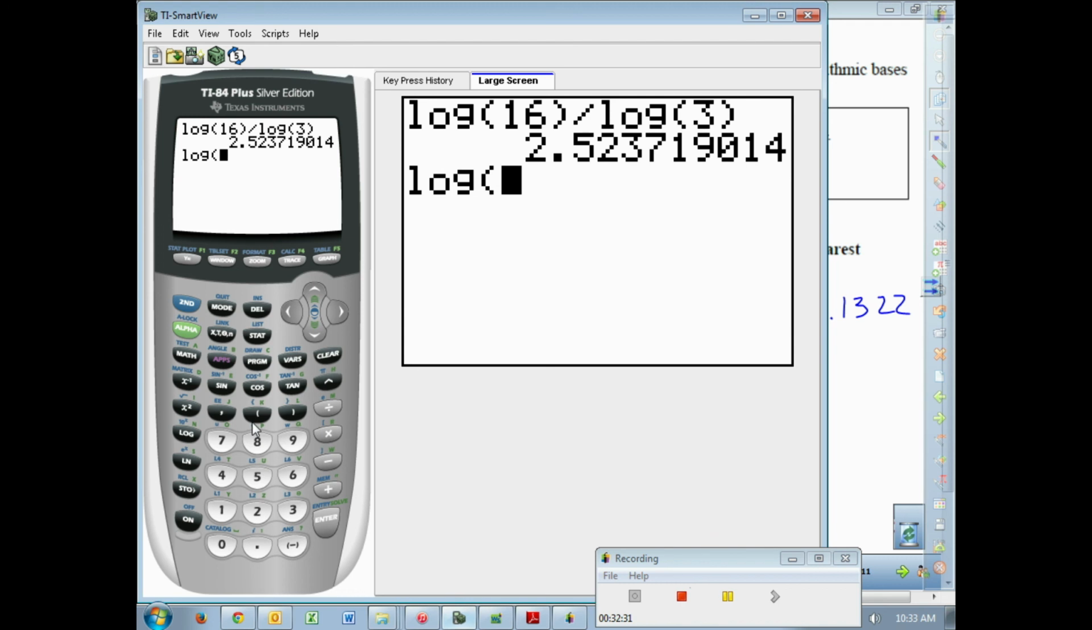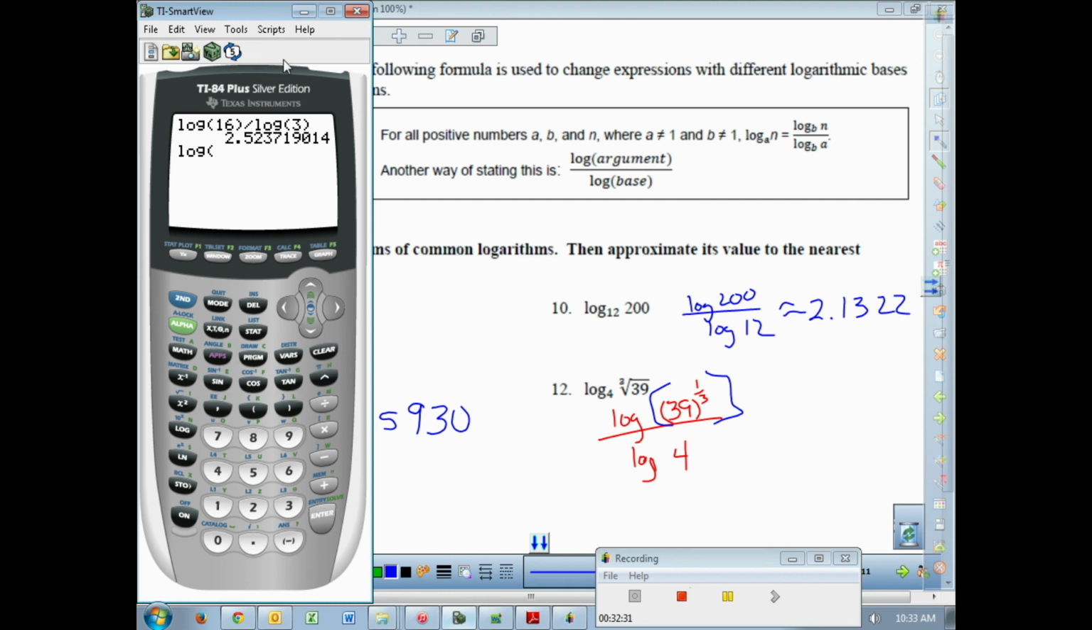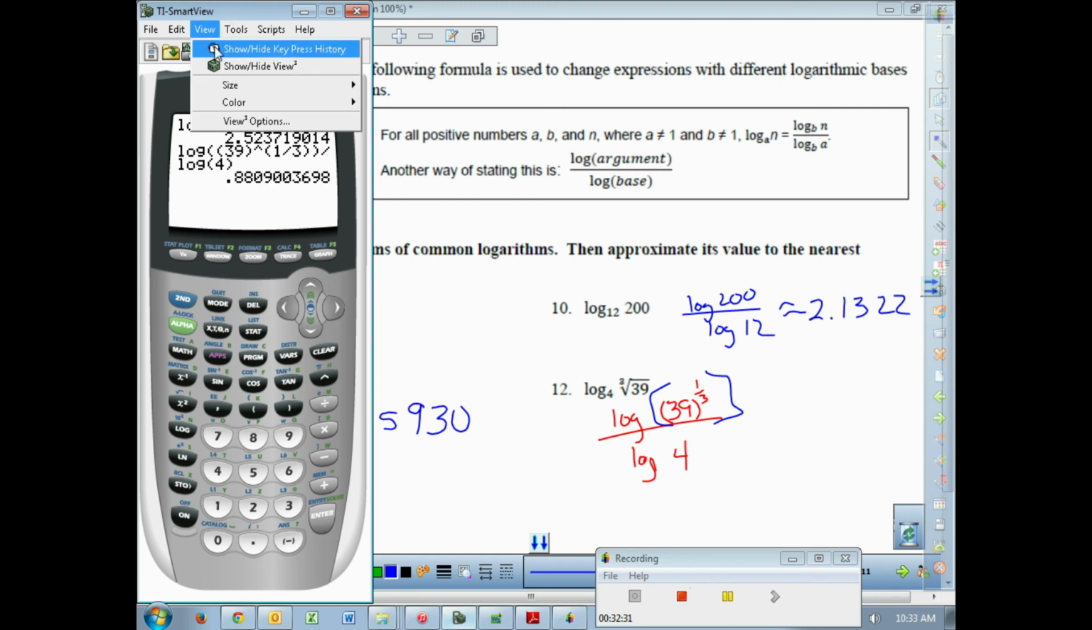0.8809. Let's see. Log of 39 to the 1 divided by 3 power, divided by log of 4. Look at all the parentheses I had up top. Let me make it a larger view for you now.